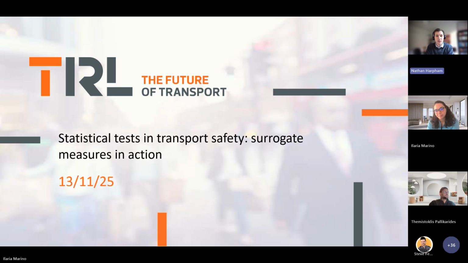Today we're joined by TRL and we've got Ilaria and Themis who are going to be presenting to us about statistical tests in transport safety with a specific focus on surrogate measures. So looking a bit beyond our traditional Stats 19 kind of outlook.